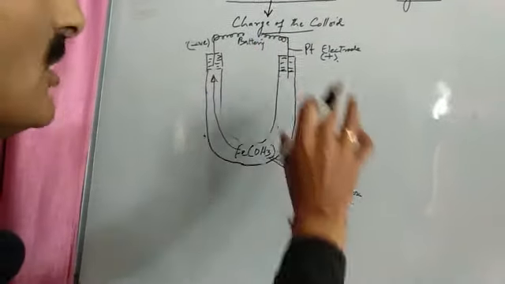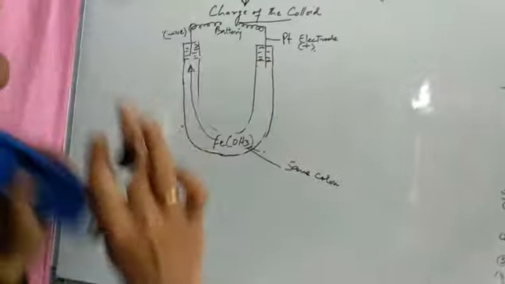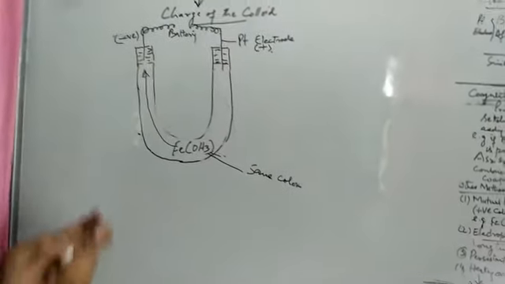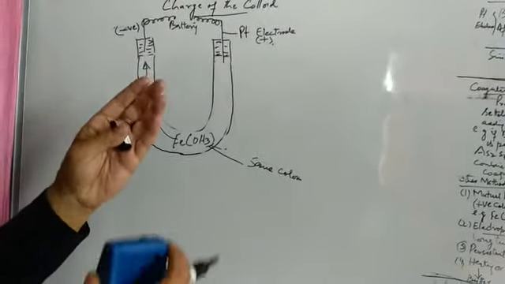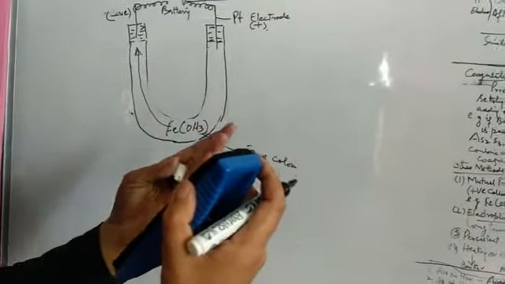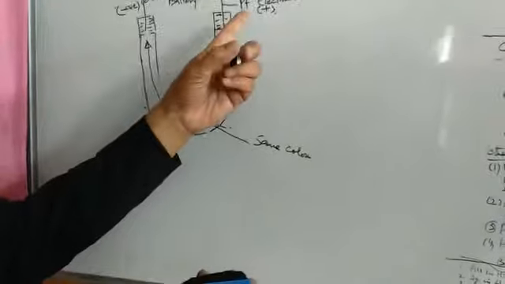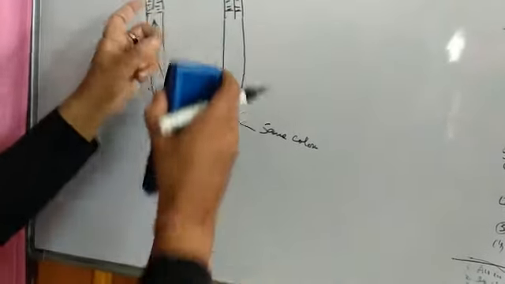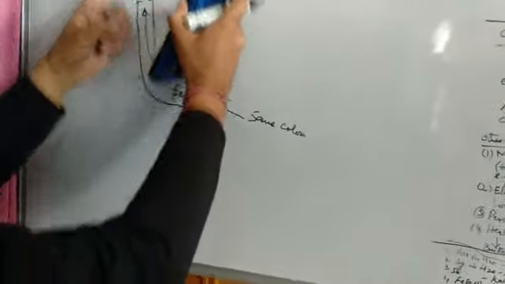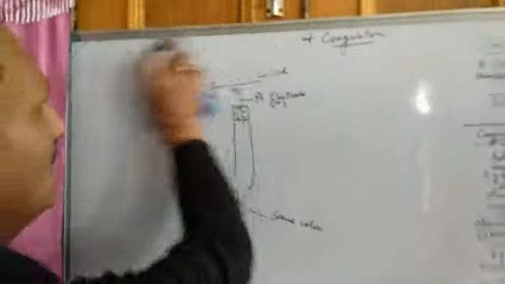So this phenomenon, this process is known as electrophoresis. So electrophoresis can be concluded by taking the final definition, that it is the movement of the colloidal particles towards the oppositely charged electrode when electrodes are connected by means of a battery. So this was one property, a special property of the colloid.